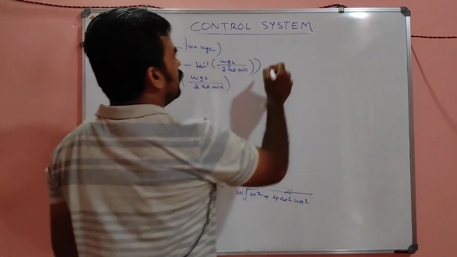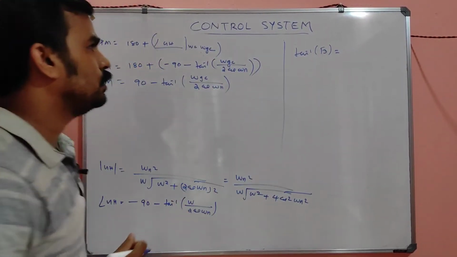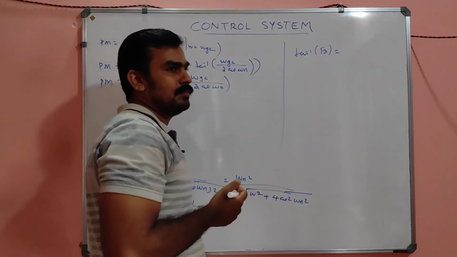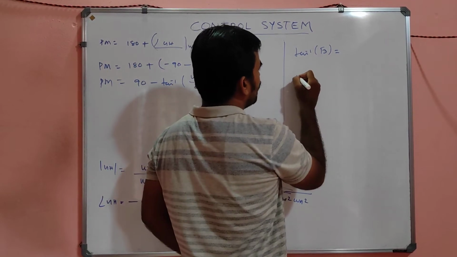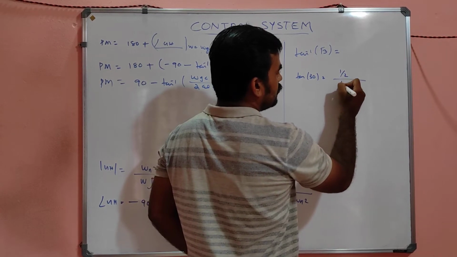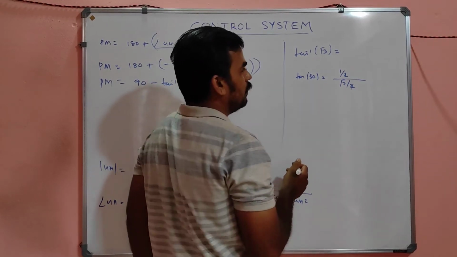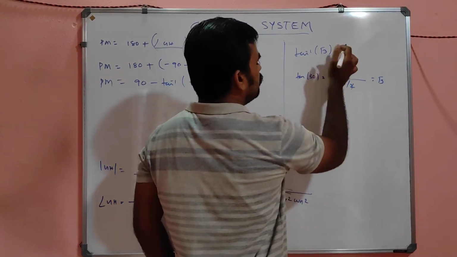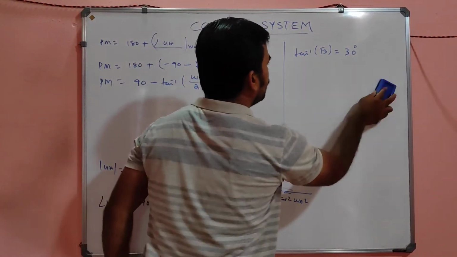I will tell you one thing, my dear. What is tan inverse root 3? What is tan 30? Sin 30 is 1 by 2 divided by cos 30, which is root 3 by 2. So the 2 and 2 cancel, and it will simply be 1 by root 3. So tan inverse of 1 by root 3 is 30 degrees.